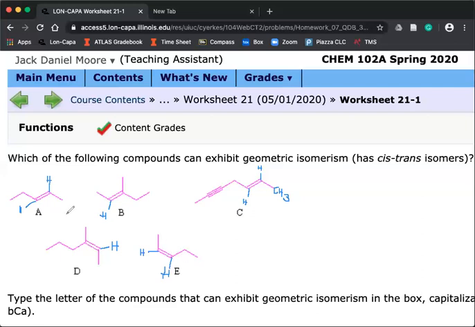E is actually the same molecule as A. A is just the trans version, and E is the cis version. So this is further proof that both of these are cis-trans isomers. The other ones are cis-trans isomers as well. However, this question just isn't showing their counterparts.